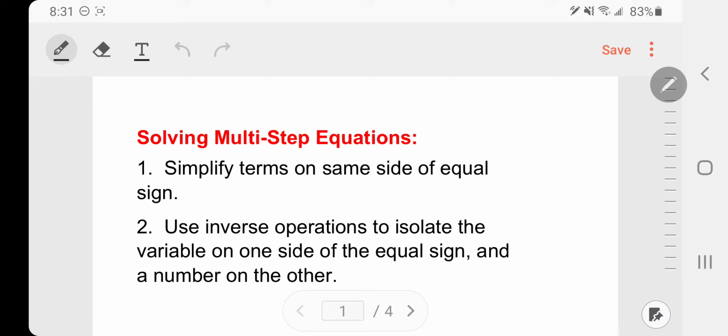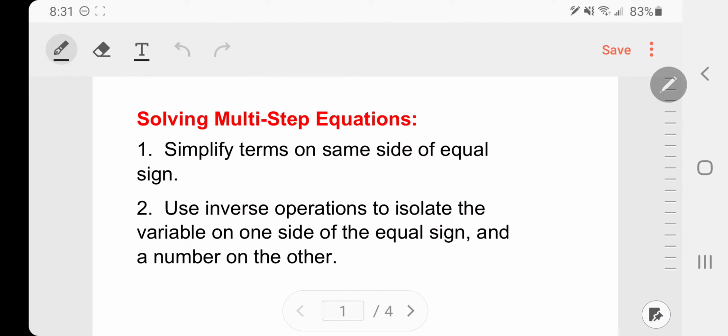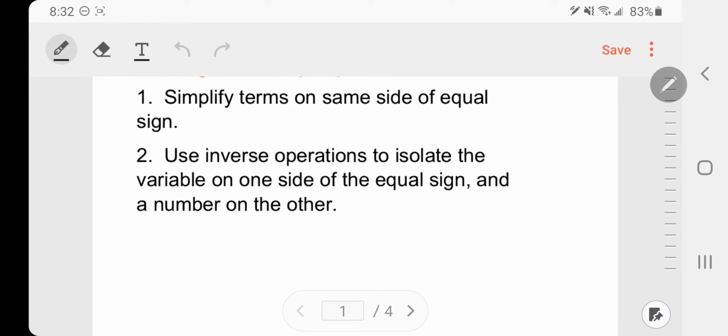So similar to what we were doing when we were simplifying expressions, that's going to be pretty much your first step here. All right, and then the second thing you want to do is use inverse operations. What that means is just the opposite operation to isolate, to get a variable by itself on one side of the equal sign and a number on the other side. So obviously with equations, you're looking to get something along the lines of x equals 1. So your variable is on one side by itself and you have a number by itself on the other side.